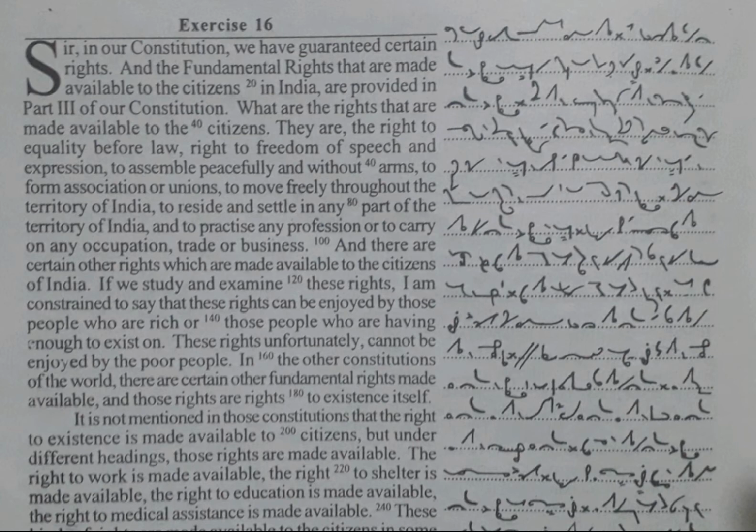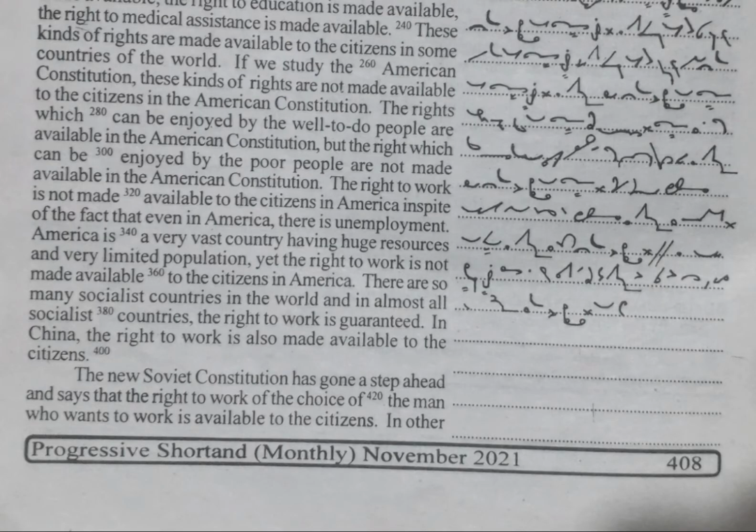The right to work is made available. The right to shelter is made available. The right to education is made available. The right to medical assistance is made available. These kinds of rights are made available to the citizens in some countries of the world.